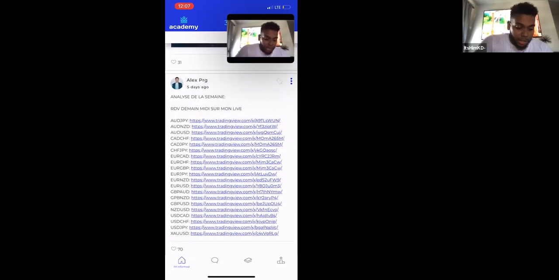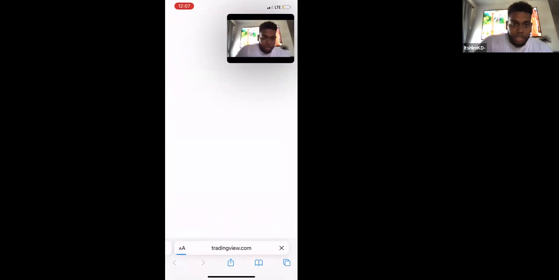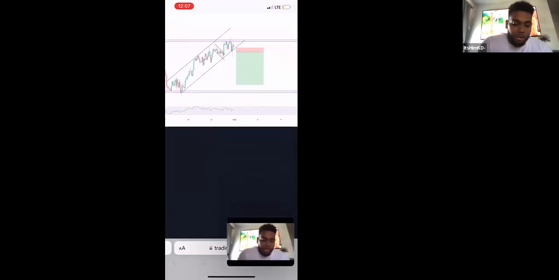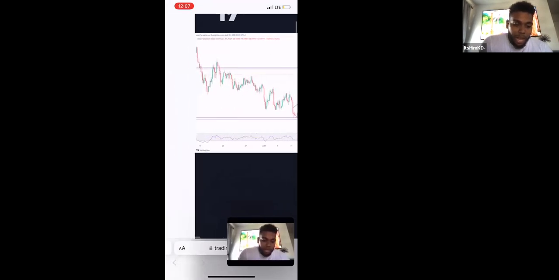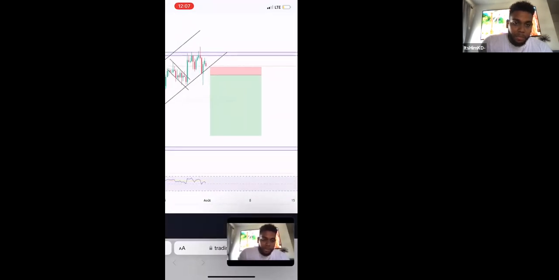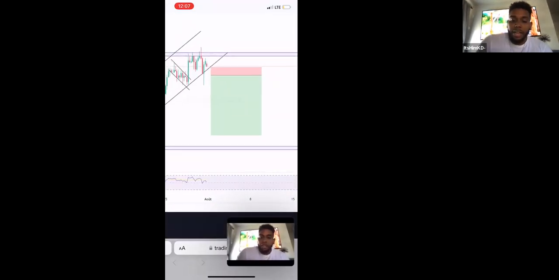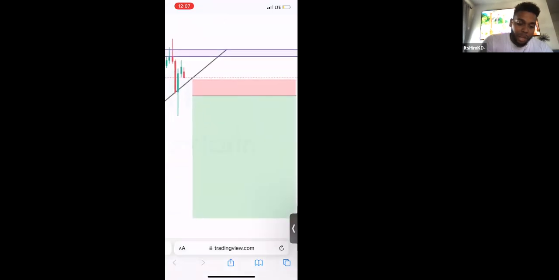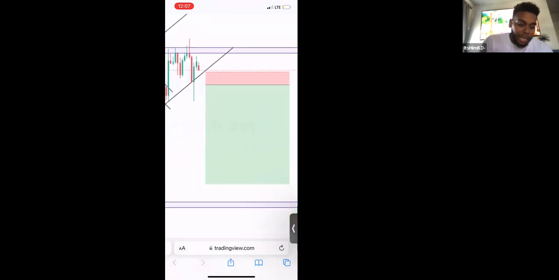Let me click on AUD USD real quick. These are the trades for the week that he calls out. He calls the setups out, and he tells you where he's going to sell it. If you see, he's looking for a sell. He has a stop loss right there, which is right there, the stop loss, and his entry point.